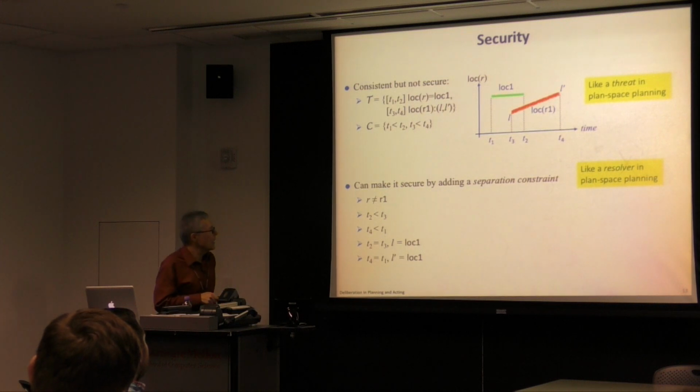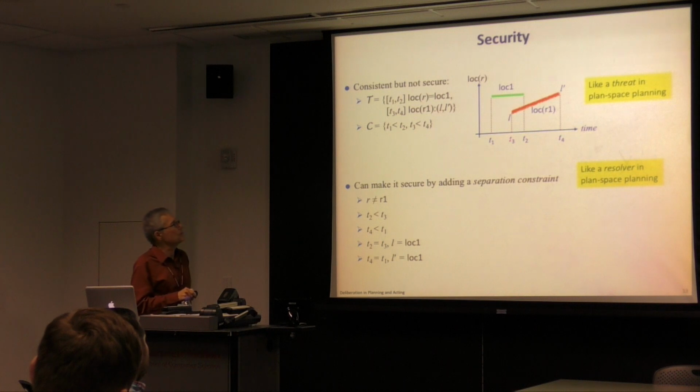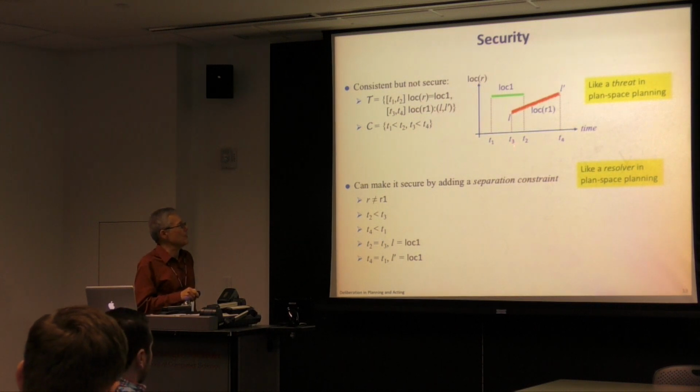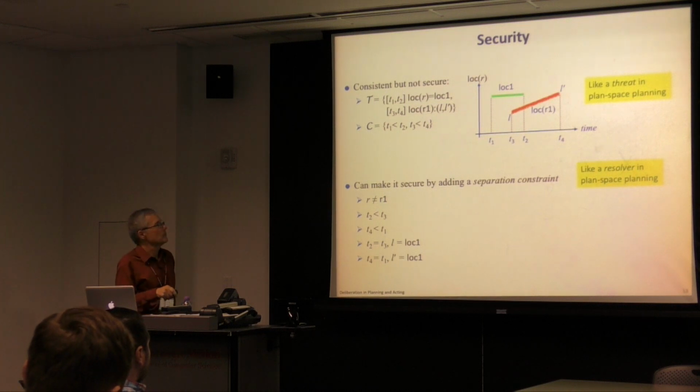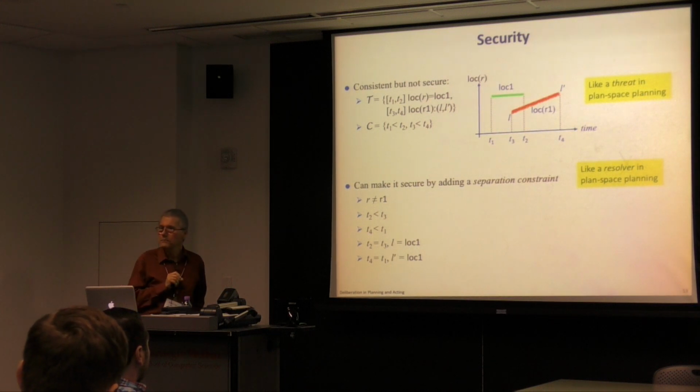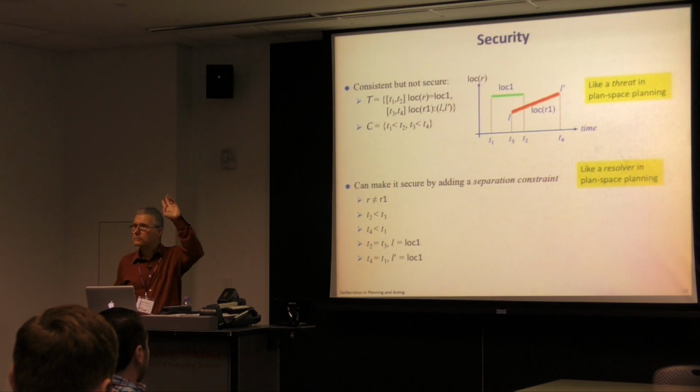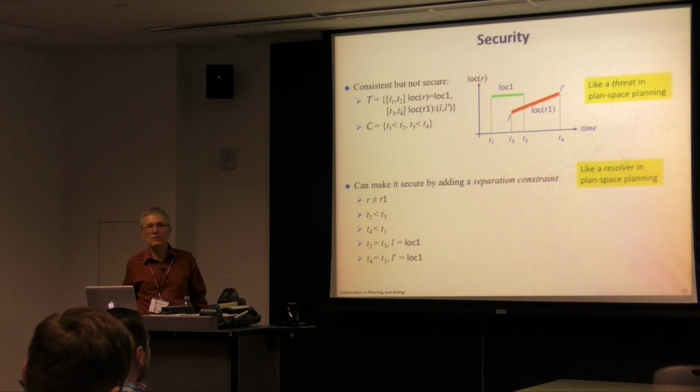Or we could say that T2 and T3 are the same, and that this location is the same as loc1. Now what we have is the robot staying at this location for a while and then starting to move. Or finally, T1 and T4 could be the same, and L prime could be the same as loc1. Any questions about that? Okay, so those are all the possible resolvers in this case.